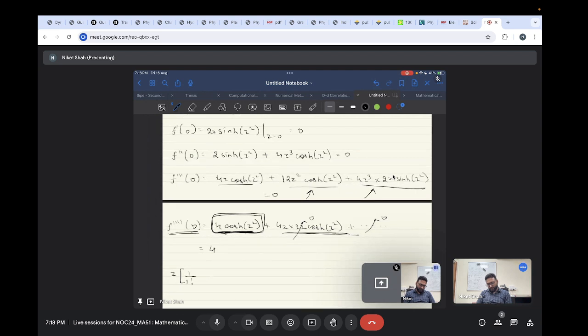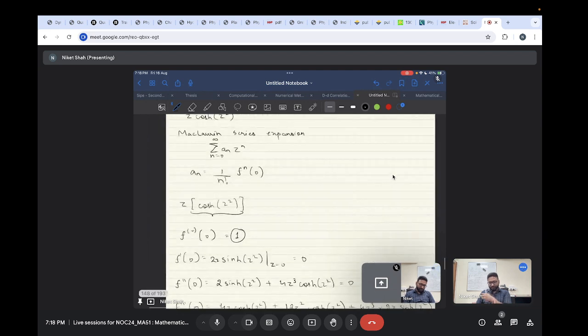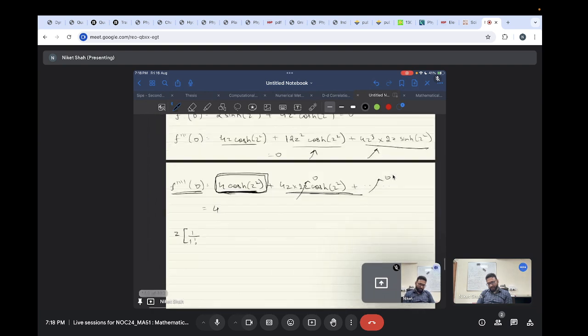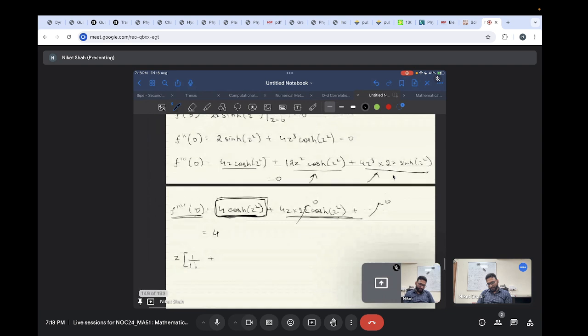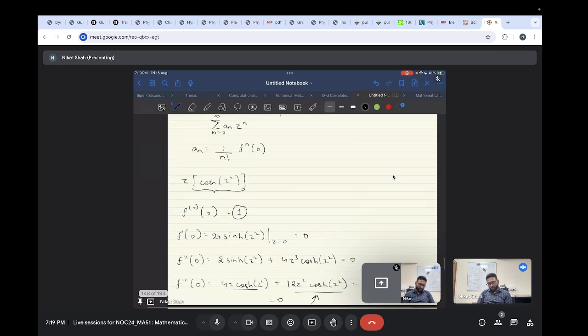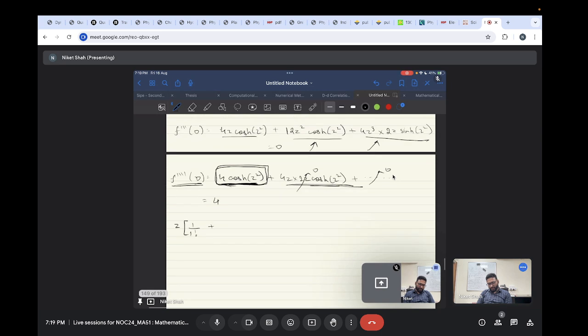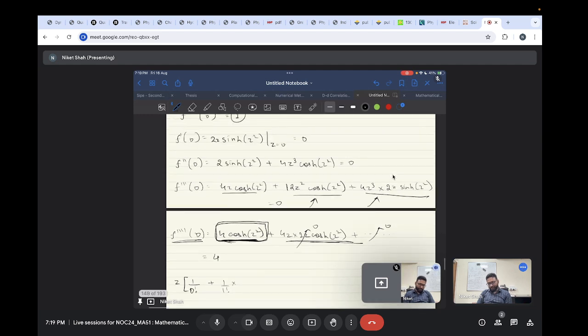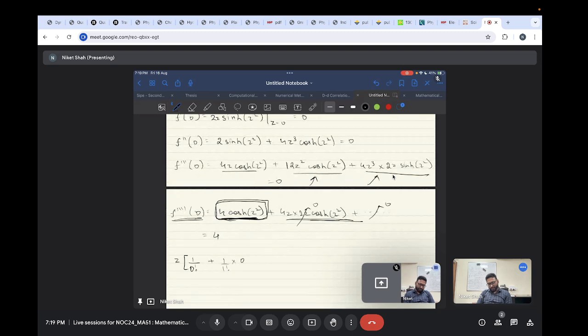1 by 1 factorial. That's it. Plus n equal to 1, that's the first derivative. So again, 1 by 1 factorial, this will be the zeroth factorial actually. So 1 by 1 factorial into the first derivative, which is 0, plus 1 by 2 factorial into the second derivative, which is also 0, plus 1 by 3 factorial into the third derivative, which is also 0.